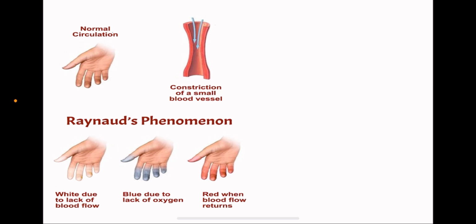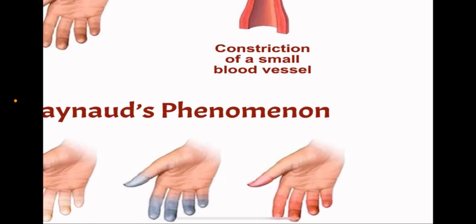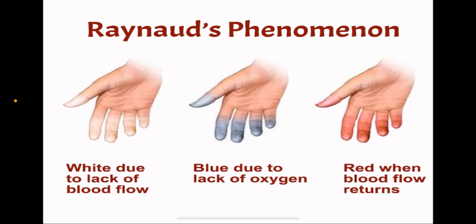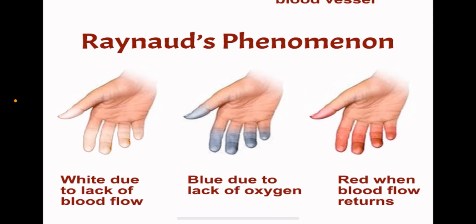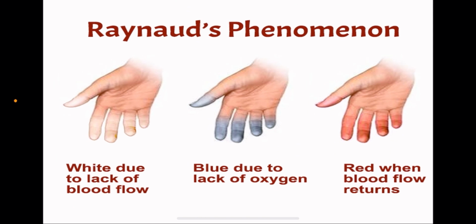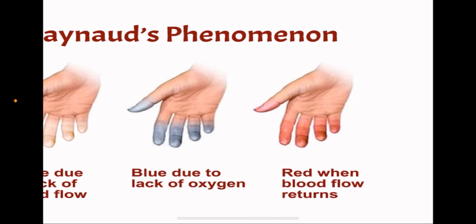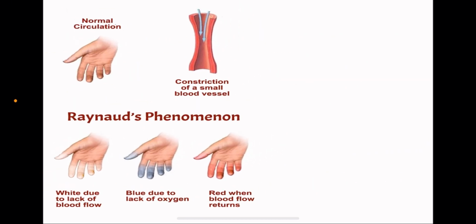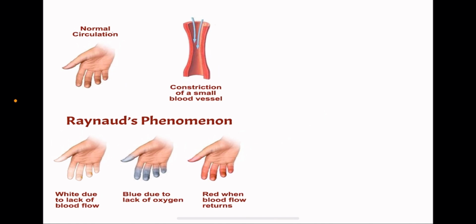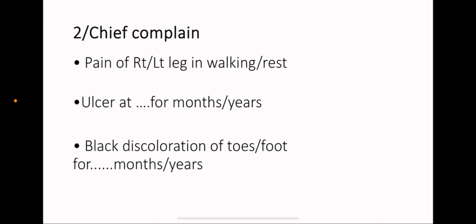And this is Raynaud phenomenon. As you can see here, when there's normal circulation, the fingertips will be normal. But in coldness, as you can see in the lower part of the slide, the tips of the fingers will change to white due to lack of blood flow, then blue due to lack of oxygen, then red when the blood flow returns. Reactive hyperemia, which is basically the blood returning, will lead to hyperemia. The fingers will be more red than usual.